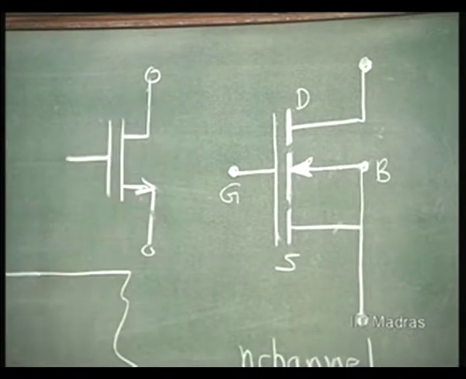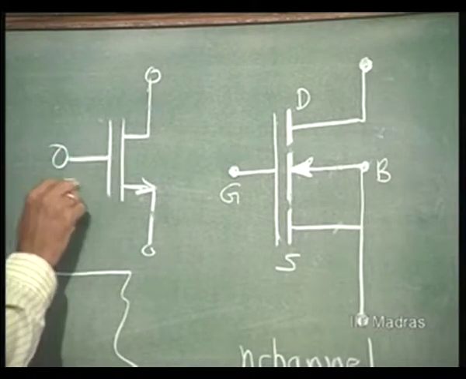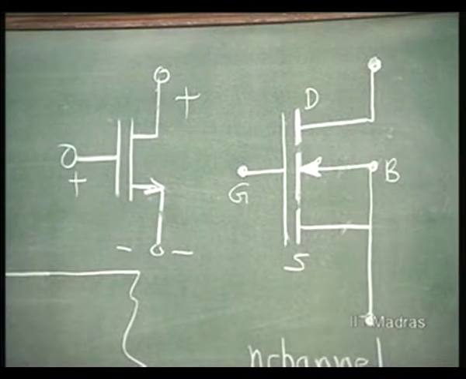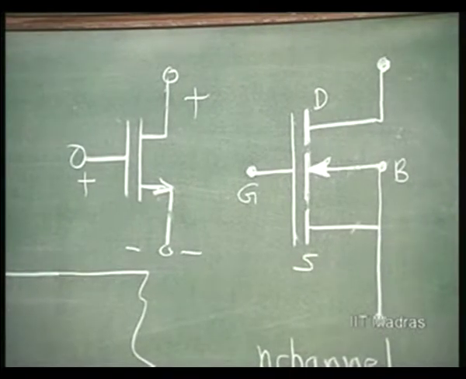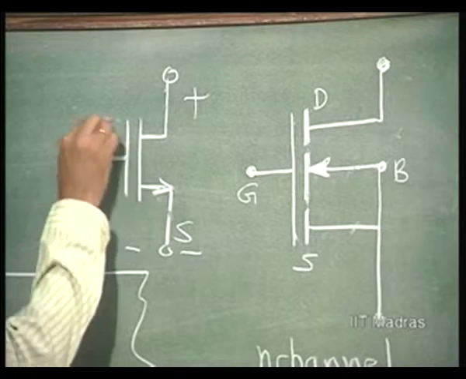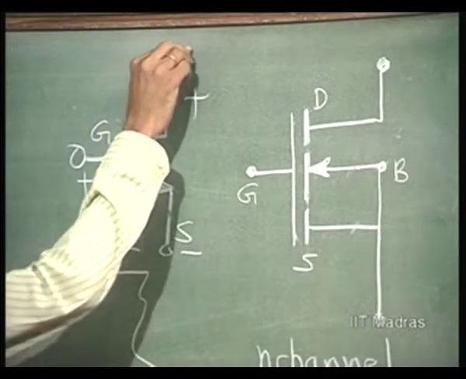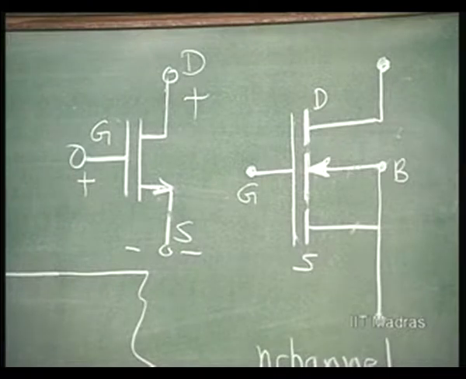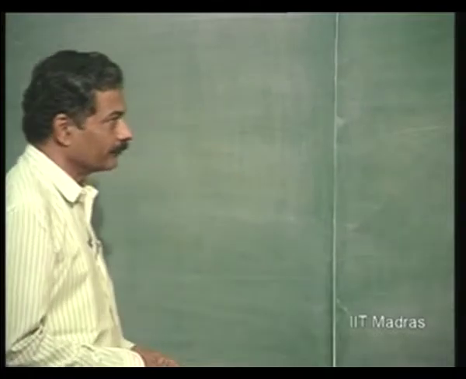Now, obviously, the biasing for making it work is positive with respect to source. You apply a positive voltage here as well as to the drain, then only MOSFET action occurs. Let us briefly review what we understood in the last class quickly.